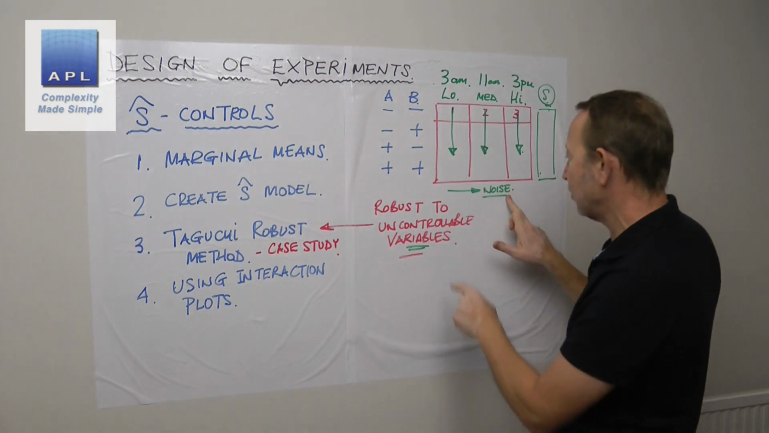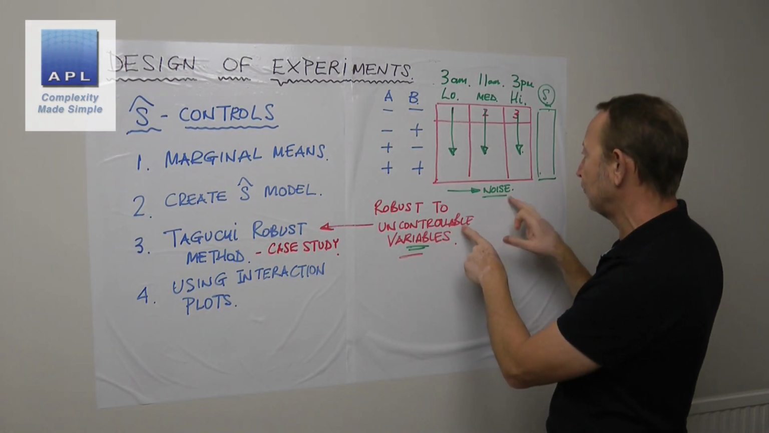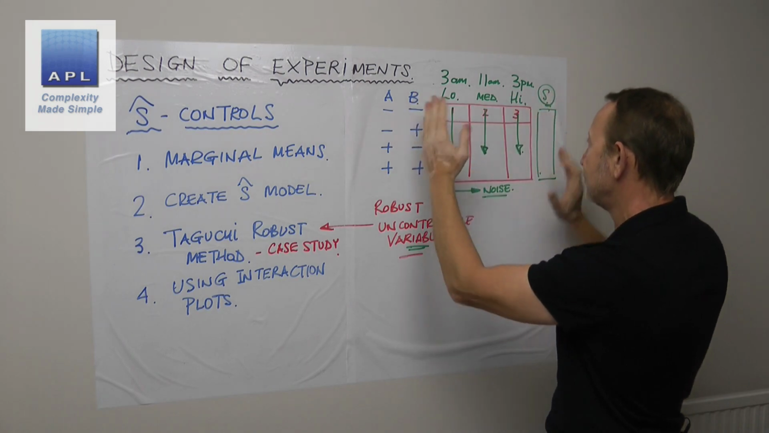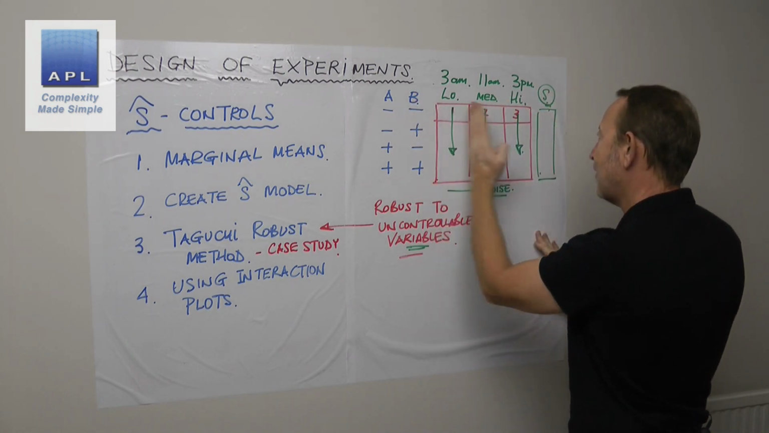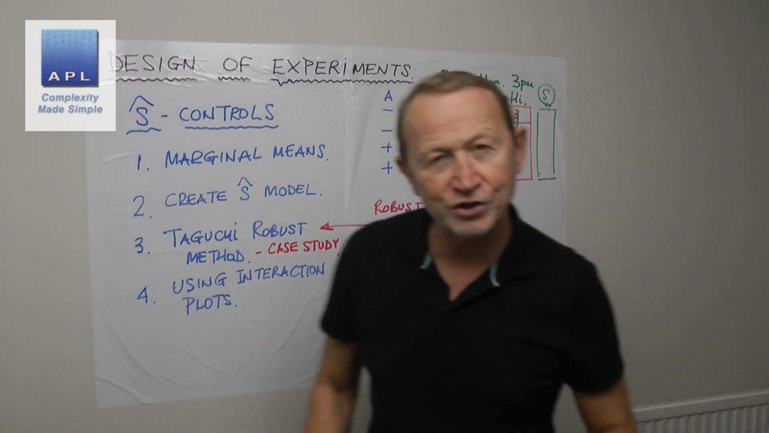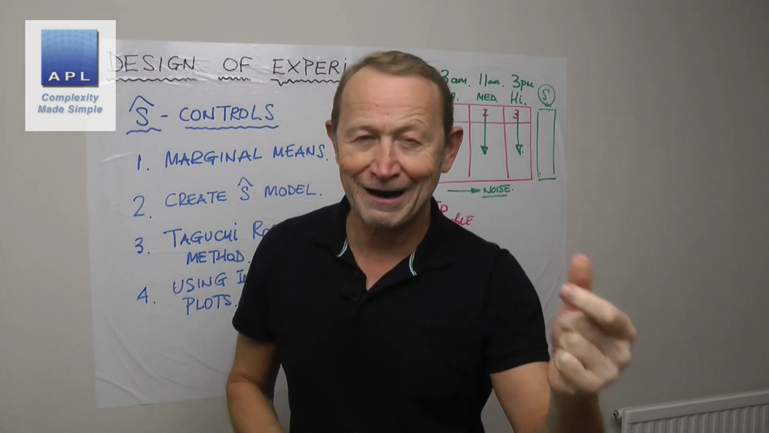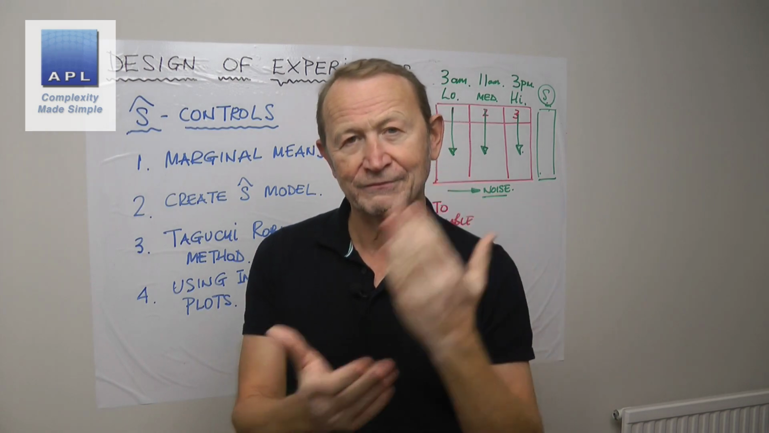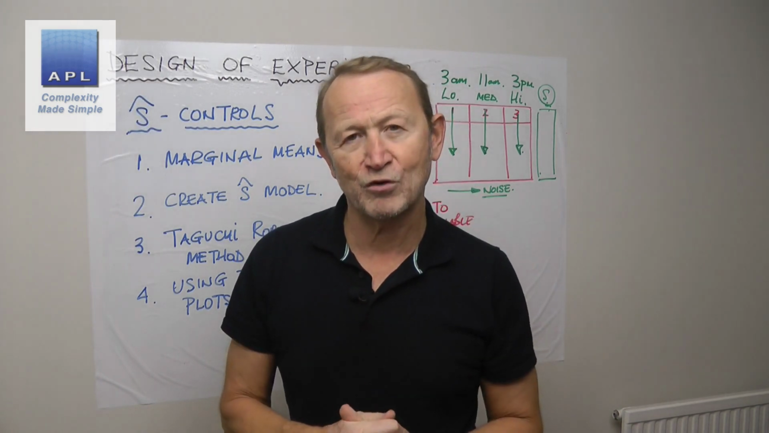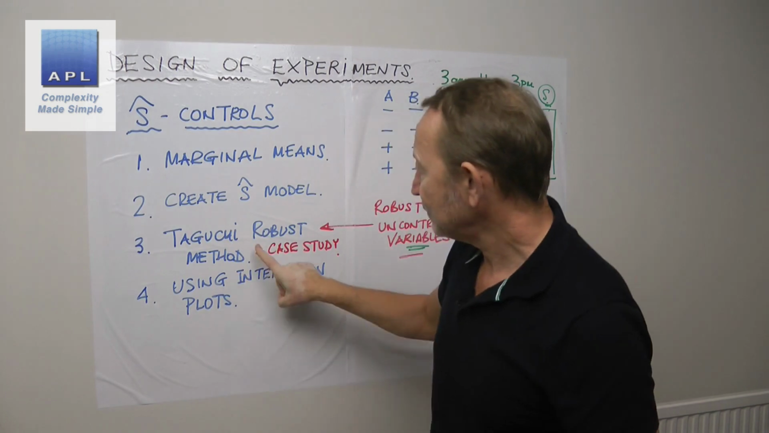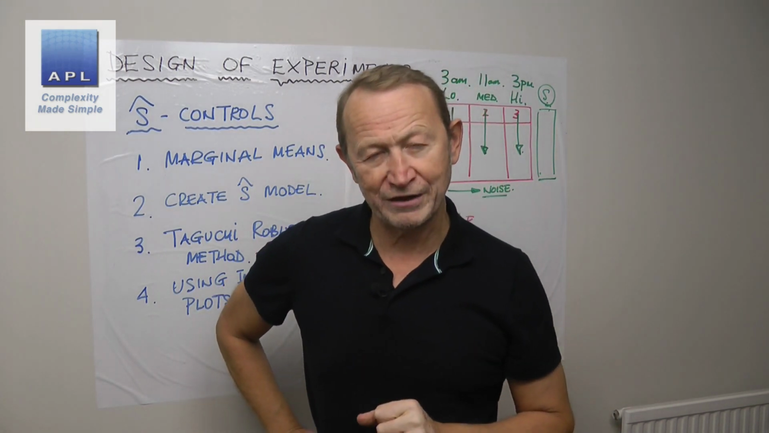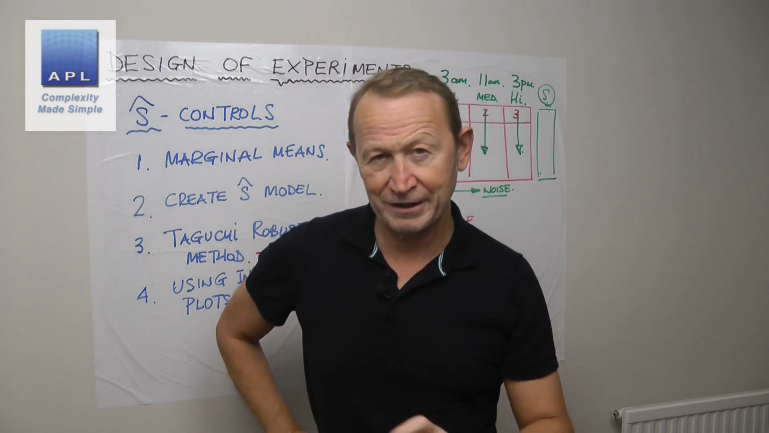Now, this is robustness to uncontrollable variables. It's a Taguchi method, and you have to let noise come into the experiment across the data table and then analyze for S. And if you can turn S down, that is a robust setting. So that is the third way of controlling standard deviation in a DOE.